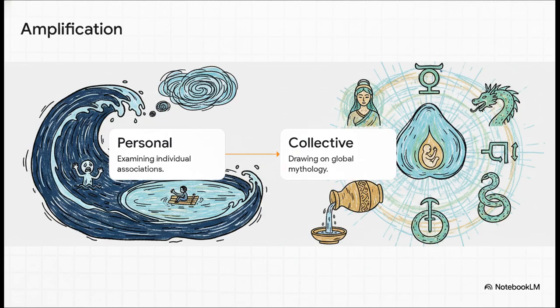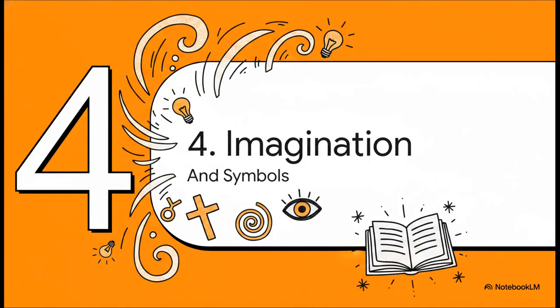Water universally symbolizes things like the unconscious, the maternal womb, or purification. When we interpret a biblical text, we look at how the original community understood the symbol, and then we pull from global religious history to uncover the underlying universal archetype. Section 4. Active imagination and symbols.